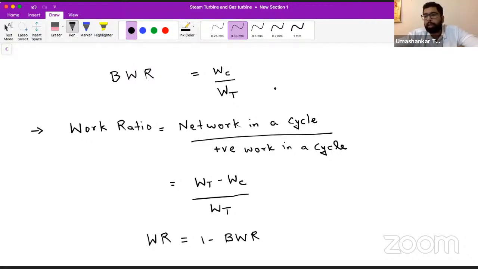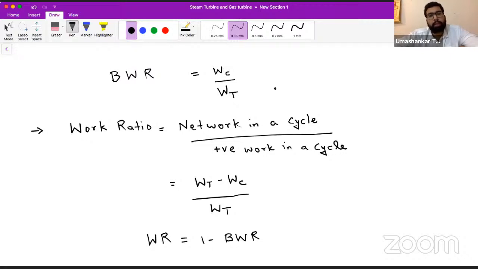While if we talk about the steam turbine cycle, in place of the compressor, you have seen there is a pump. A pump requires less energy to operate. A pump requires less work as compared to the compressor. So in steam turbine cycles, the work consumed by the pump is very little as compared to that of the gas turbine cycle.